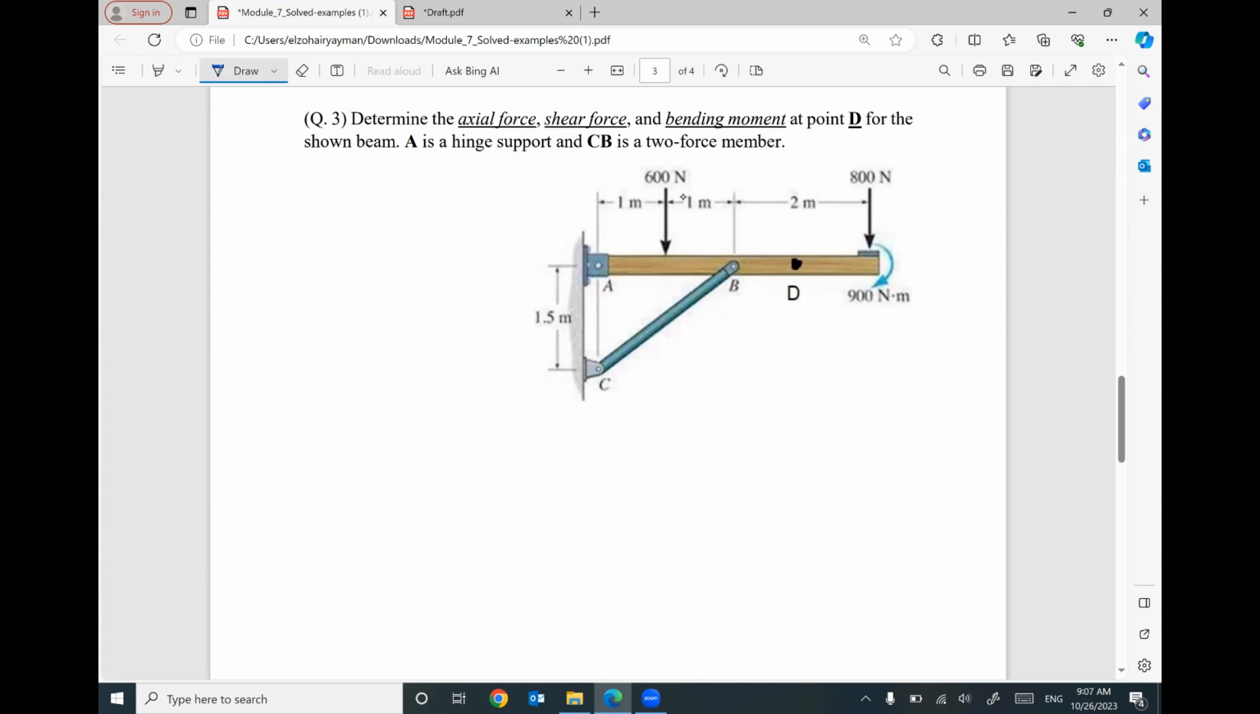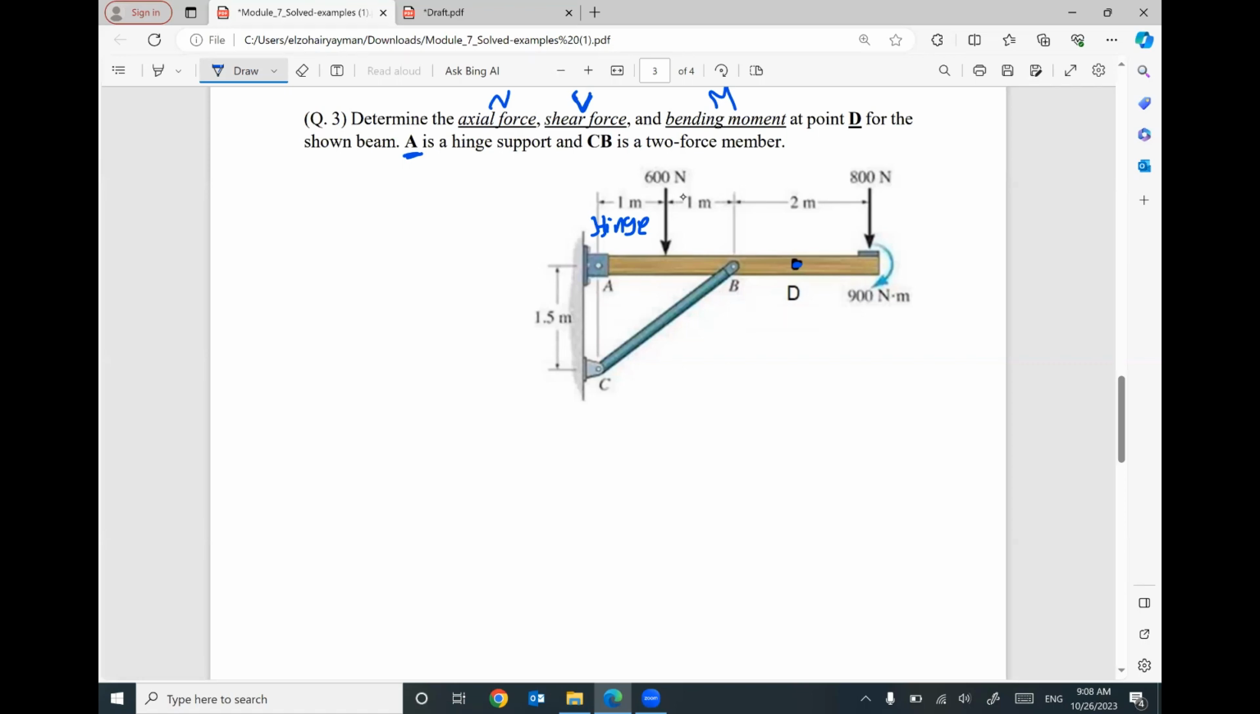We have a new idea in this problem, which is very important. Let's see. We are looking for the same also. We are looking for the internal forces, axial force, capital N, shear force, capital V, bending moment, capital M, at point D. We can figure out the internal forces in this problem without reactions, but we need to calculate reactions to cover this new idea. We are given A is a hinge. That's fine. We have two reactions.